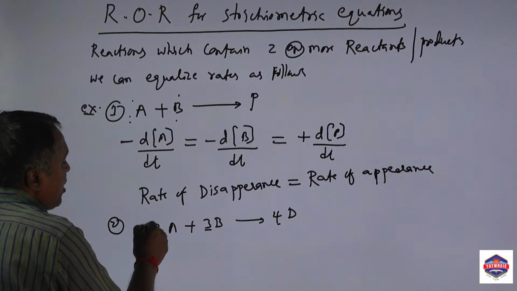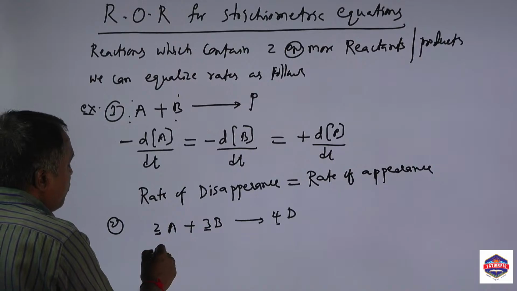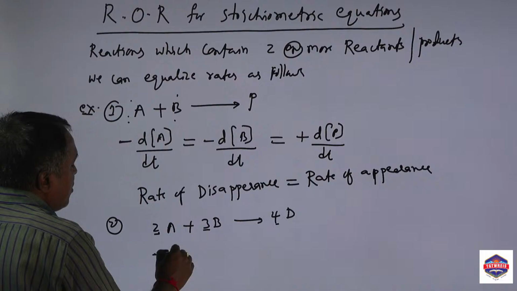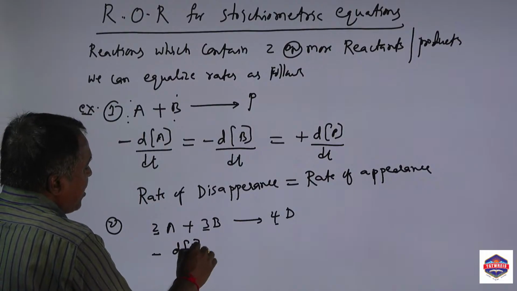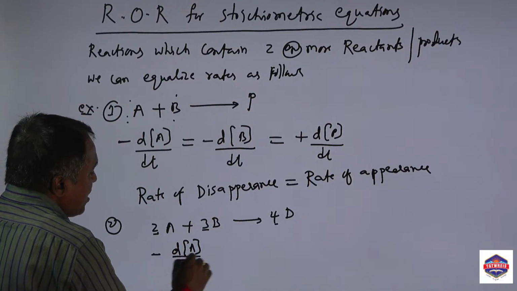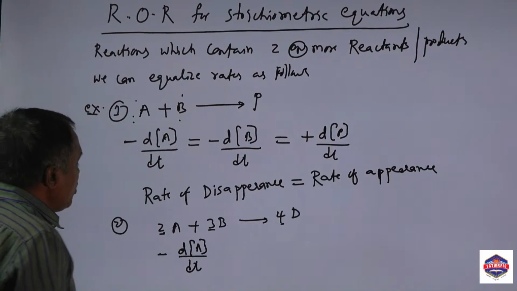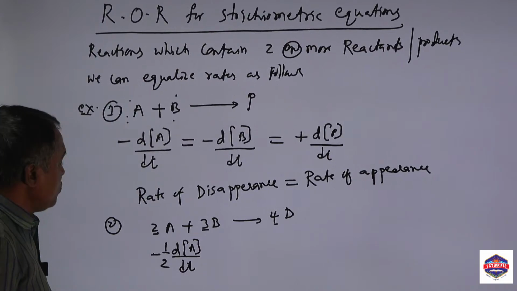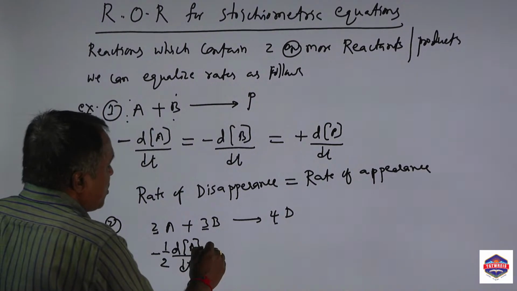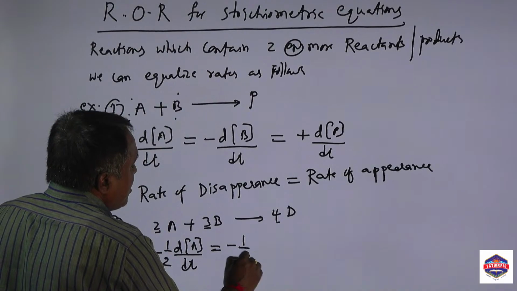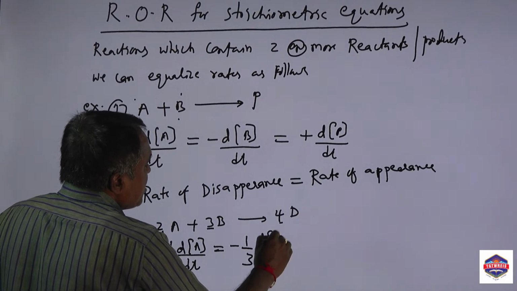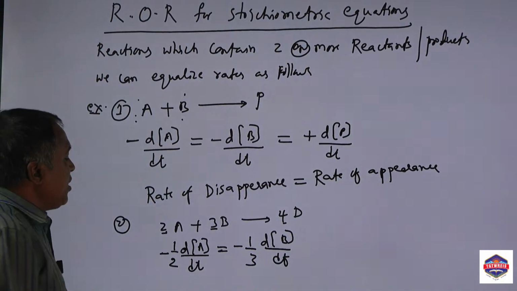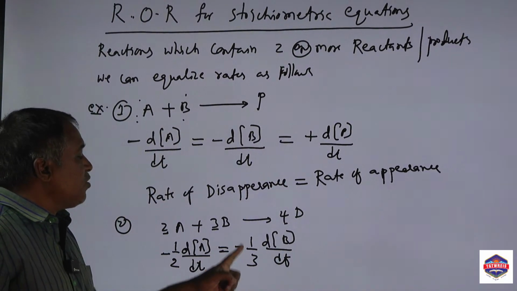This is the stoichiometric coefficient of the reactant A. Therefore, you must place a negative sign before the rate of reactant A. Take the reciprocal of the 2, that is 1 by 2, and it must be equal to the reciprocal of the stoichiometric coefficient of reactant B. Therefore, minus 1 by 2 dA by dt must be equal to minus 1 by 3 dB by dt.